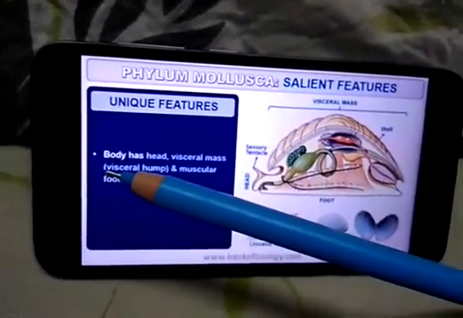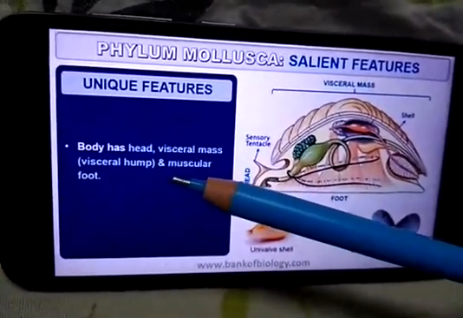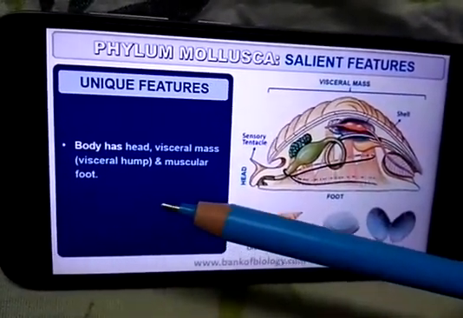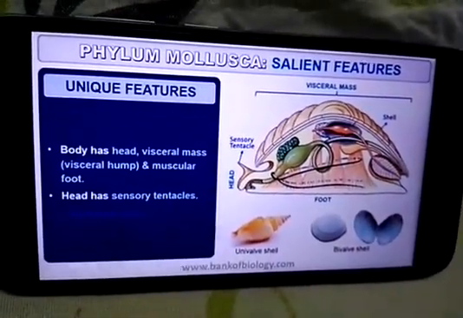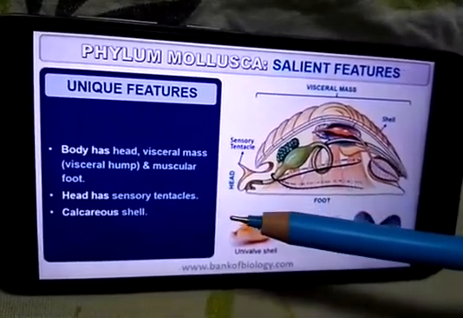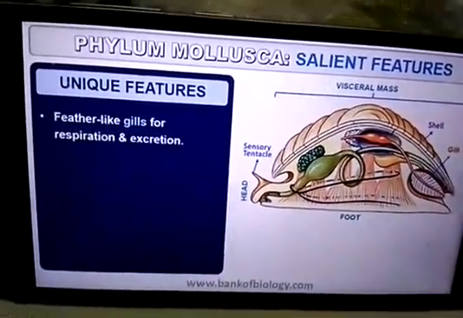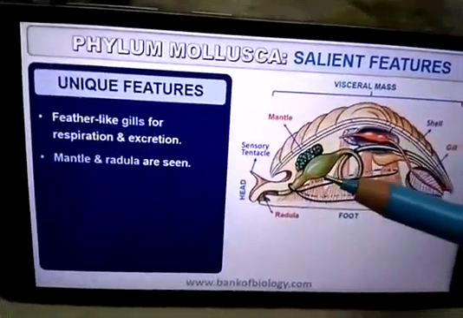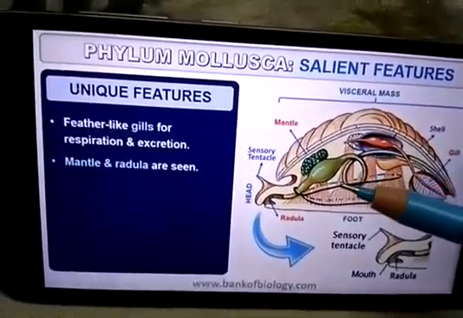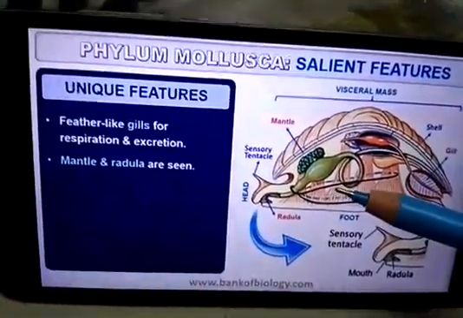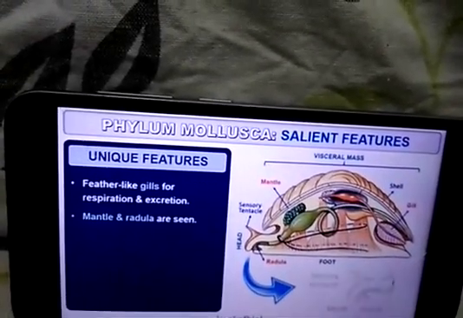The body is composed of three main parts: head, visceral mass and muscular foot. The head has sensory tentacles. Calcareous shell. Feather-like gills for respiration. Excretion: nephridia filter fluid from the coelom. Undigested food is removed in the form of feces. Cellular waste contains a lot of ammonia, which is toxic, so it has to be removed from the body.